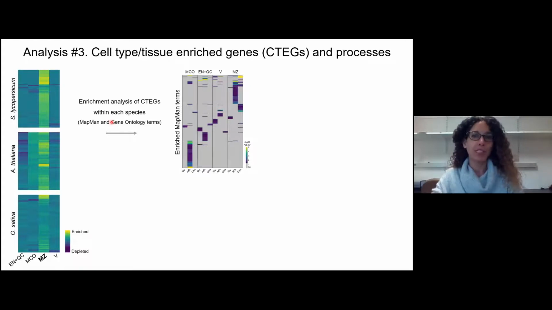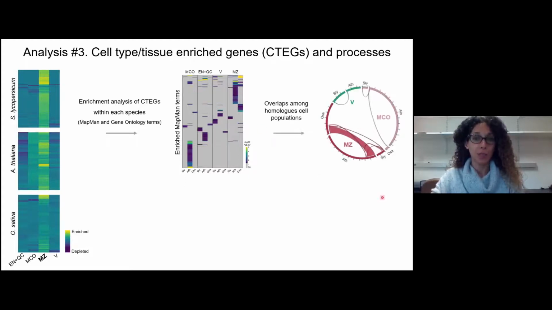In this heat map of significant MapMan terms, each row represents 1 term, and each column is the cell population within each species. Gray color indicates non-significant terms, and the blue to yellow colors indicate significant terms, and values are -log10 FDR. This heat map gives a sense of the overlapping terms among both homologous and non-homologous cell types, but to better visualize these overlaps, we used circos plots.